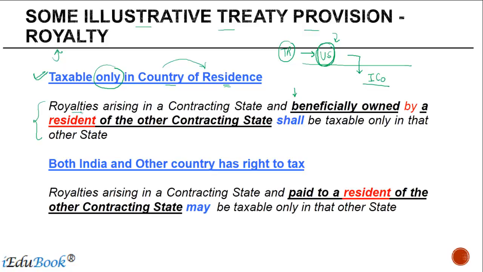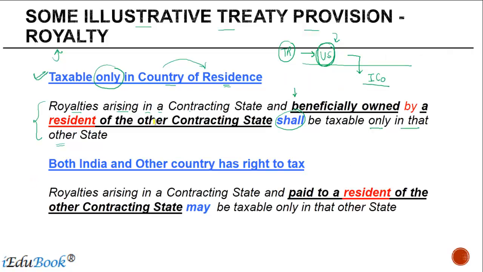So royalties arising in a contracting state and beneficially owned by a resident of the other contracting state shall be taxable only in that other state. Now this seems quite simple, but then there are certain complications around it or certain points that one should know. How do you interpret this? Let us first understand that.